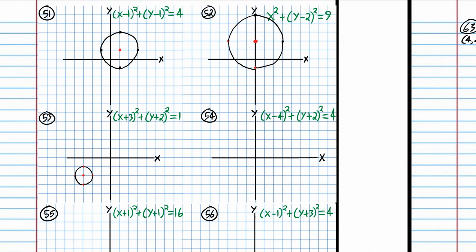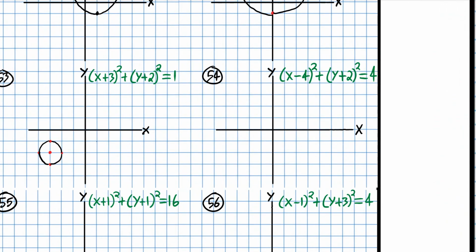It's probably best to write some points, especially the center point, but I'm not going to make you do that. We don't have a lot of time right now.